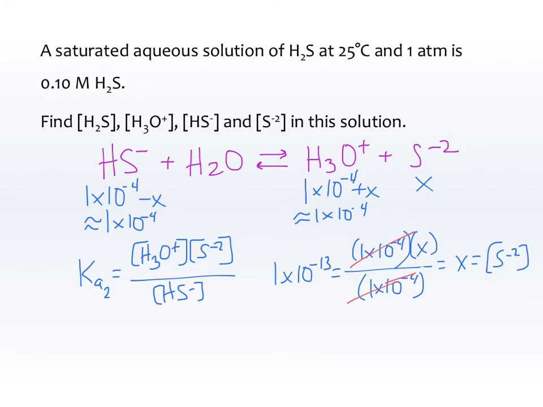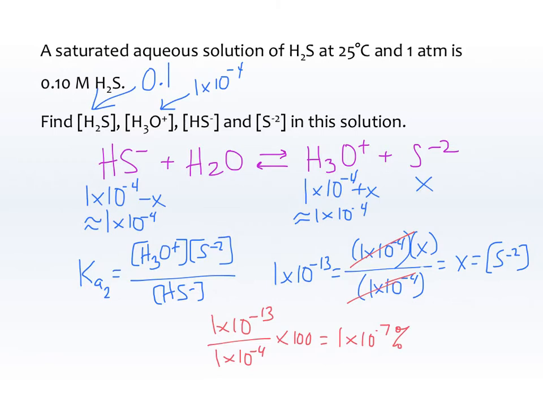So when it's asking for H2S, H2S was the original 0.1 molar, minus 1 times 10 to the negative 4, but since that was such a small percent, it shouldn't really matter. H3O plus was 1 times 10 to the negative 4. And if you want to check the percent ionization, 1 times 10 to the negative 13 divided by 1 times 10 to the negative 4 times 100, 1 times 10 to the negative 7%. That's 0.0000001%, which is significantly smaller than 5%, so that contribution of x is negligible.